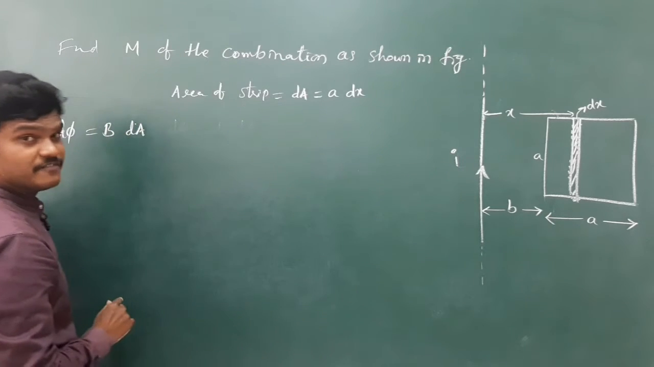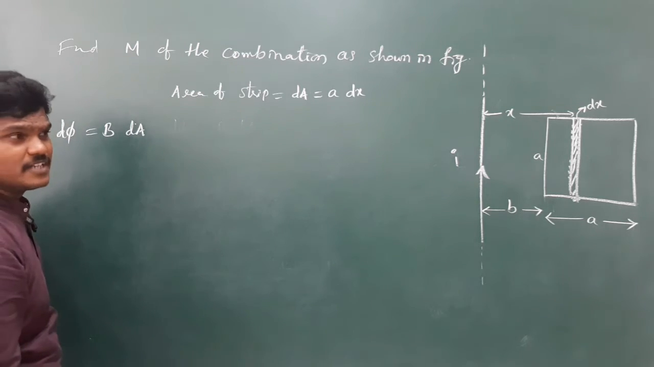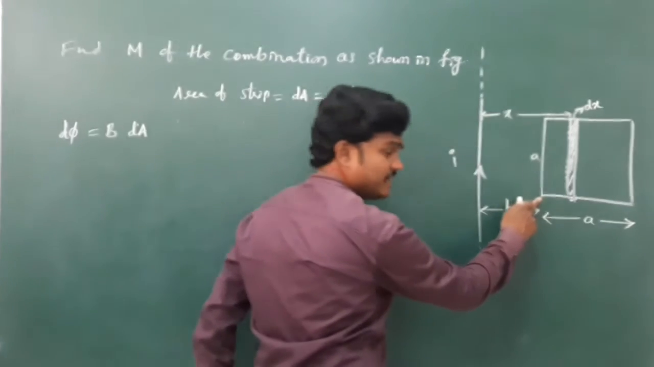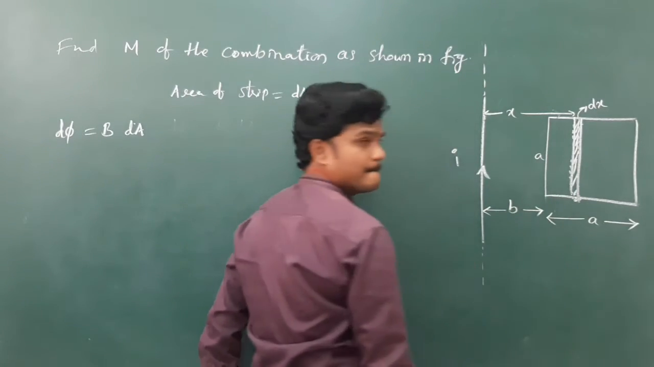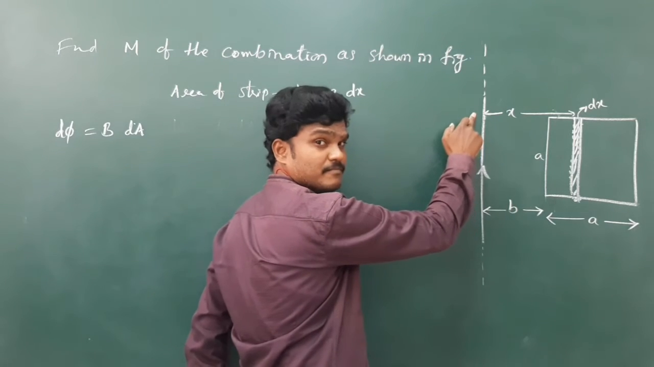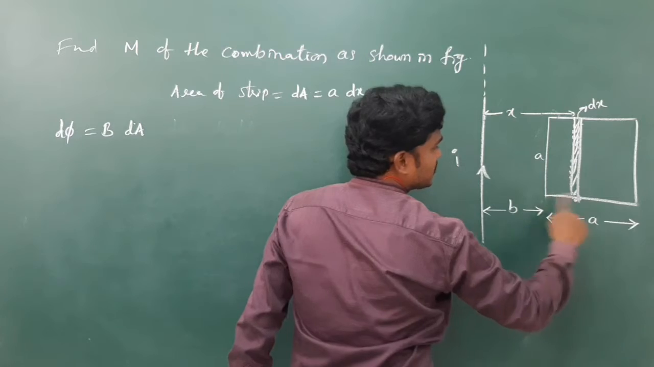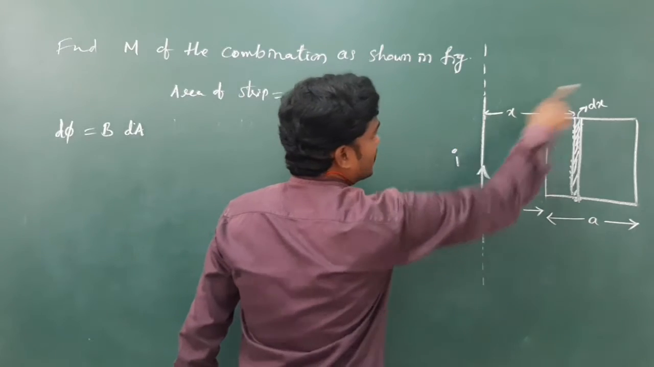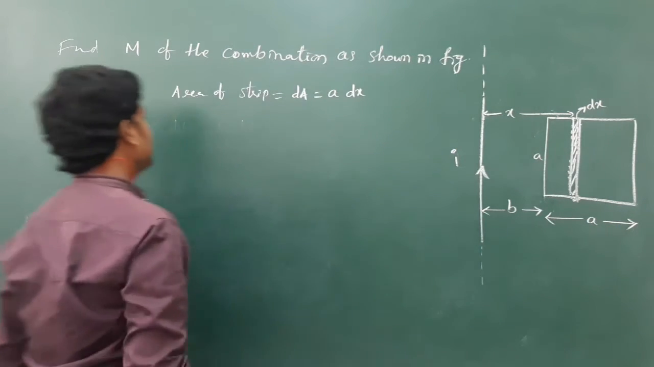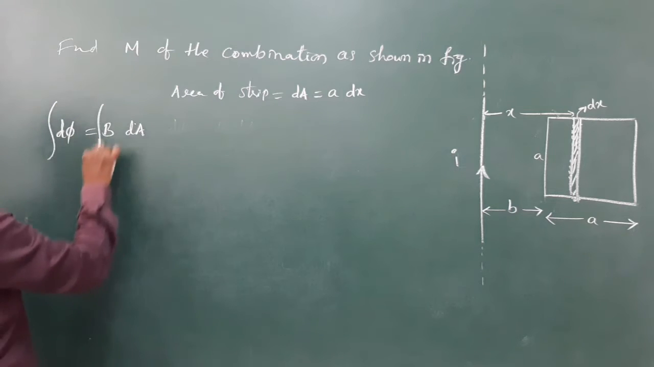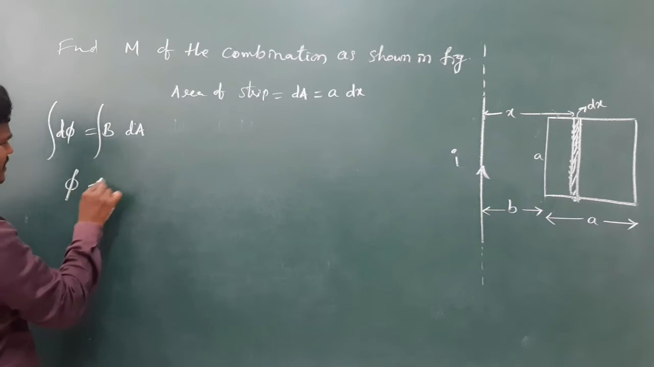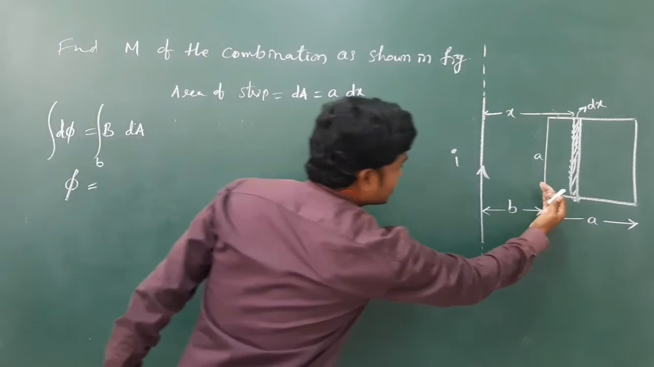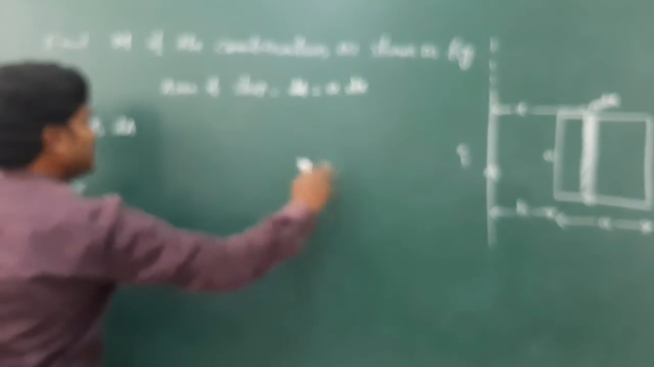To get the net magnetic flux, definitely we have to apply integration. Integration from where? Starting is B, ending is B plus A, because I took x from the wire. If I take x from here, it starts from 0, and x ends at B plus A. So the limits are clear. If I apply the integration, this d phi becomes phi, with the starting limit B and ending limit B plus A.